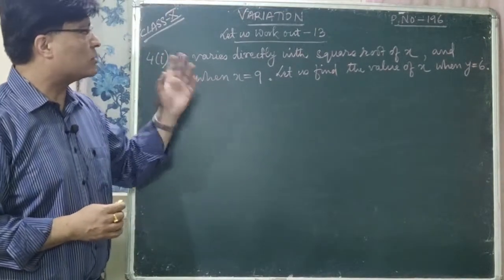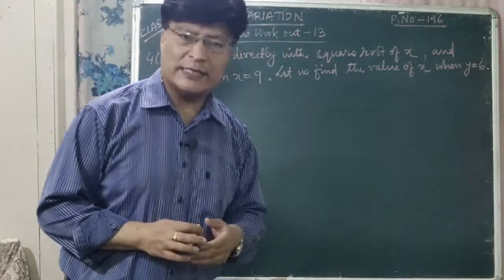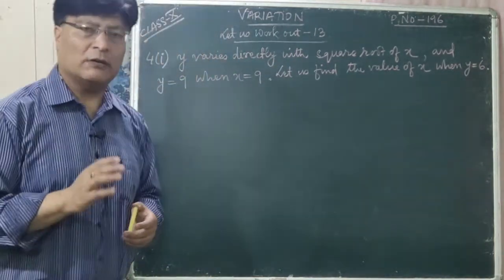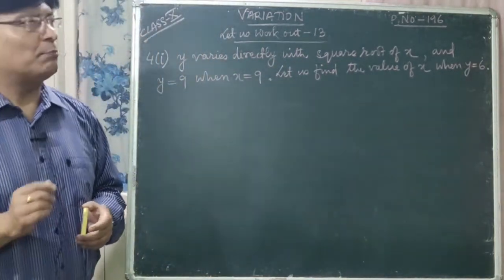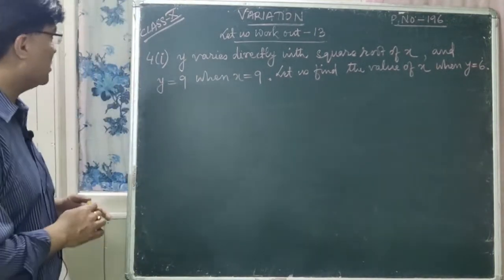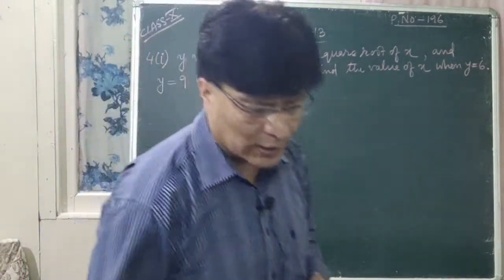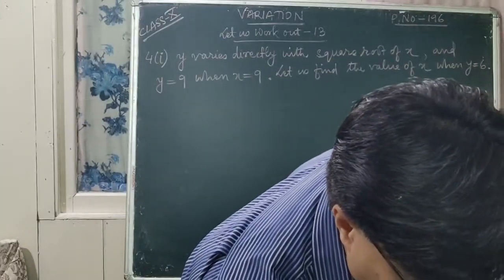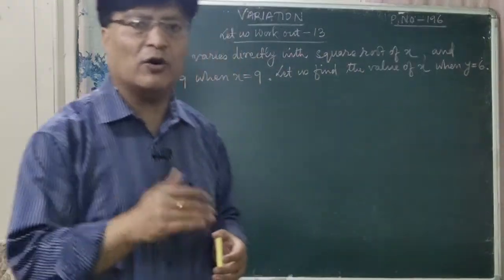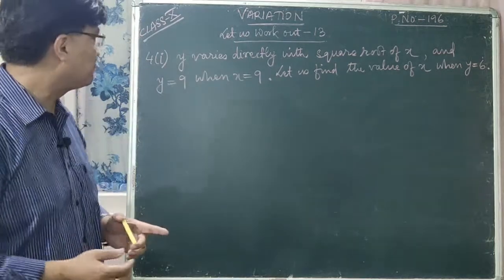That is, let us work out 13. Page number is 196 from the book Ganit Prakash for class 10 by West Bengal Board of Secondary Education. So let's do question number 1. In the last online class we did question number 3, so today we are doing question number 1 of 4.